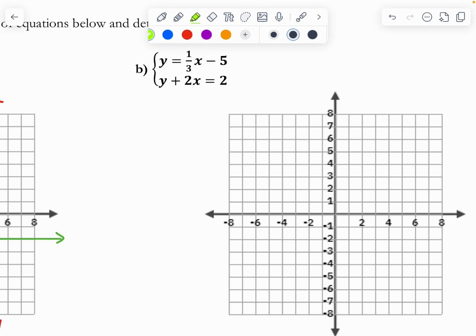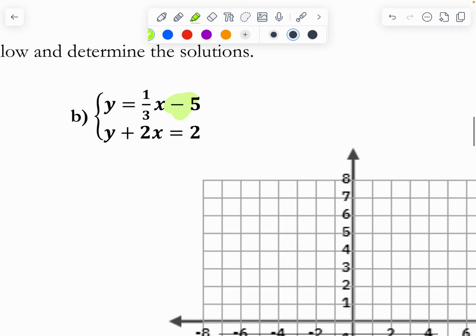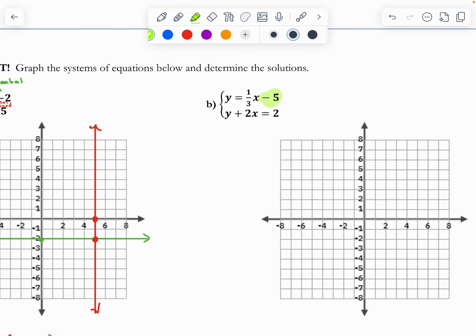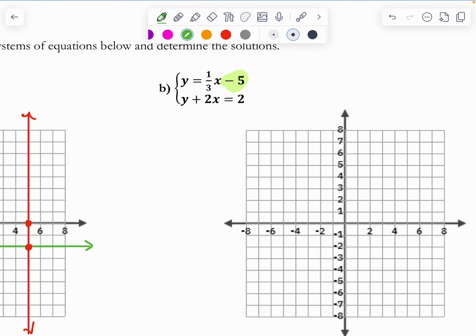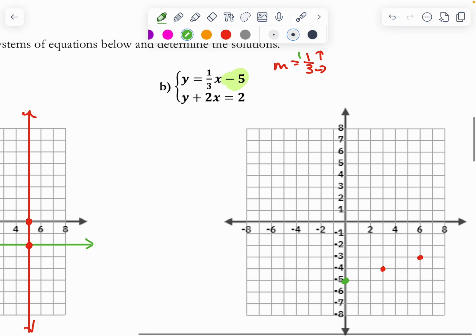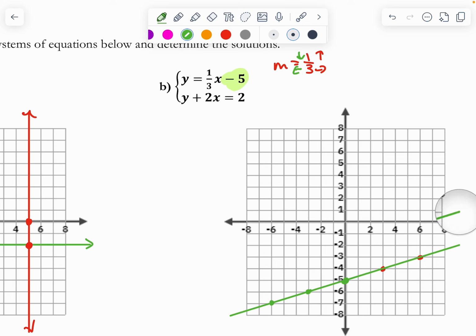This equation here is super easy. We know that my y-intercept is -5, so I'm going to start by plotting my y-intercept right in there. My slope is 1/3. That's positive. So we're just going to do up 1, right 3. I want to go to the left side too, so let's go down 1, left 3. We're not able to do any more, so we're just going to go ahead and do it this way.